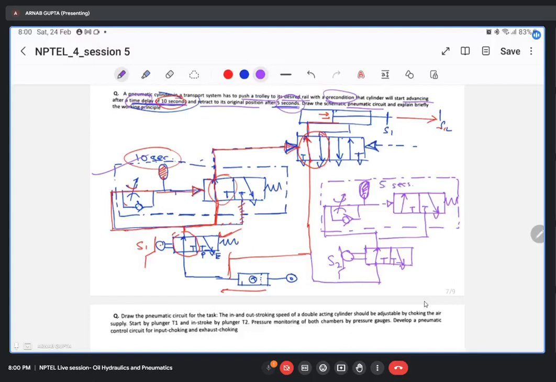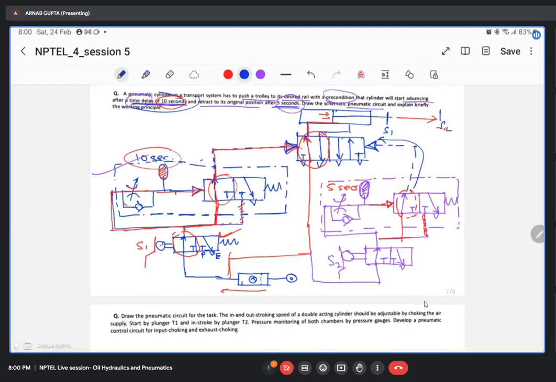After 5 seconds, what happens? Okay, I just drew it in the wrong place. Yeah, 5 seconds. So after 5 seconds, what happens? The air will flow and it will provide the pilot signal to this valve. And this particular port configuration will get activated. This will be now here. And from here, it will flow to here.